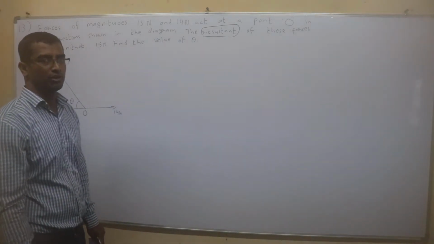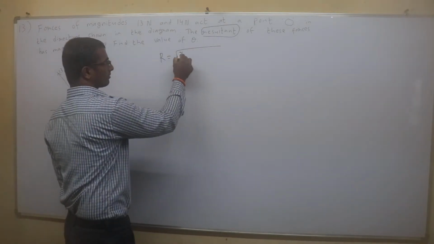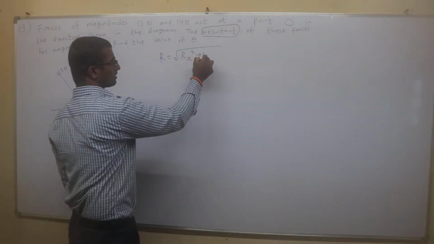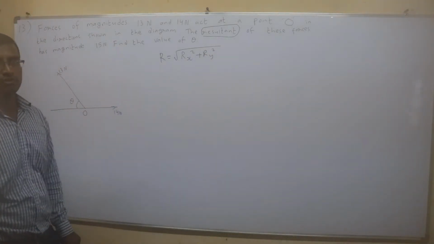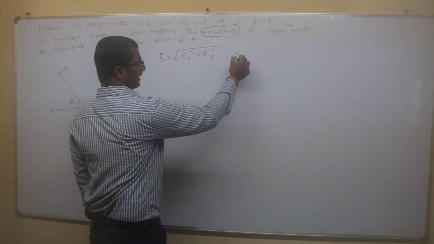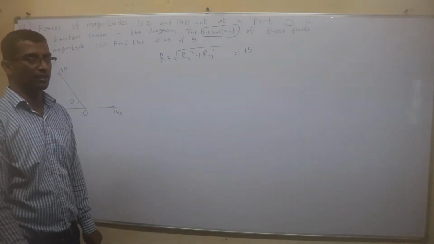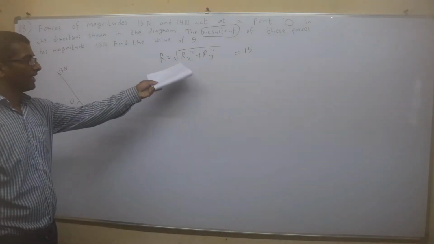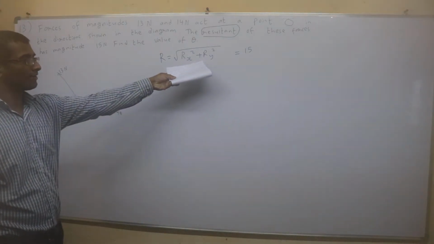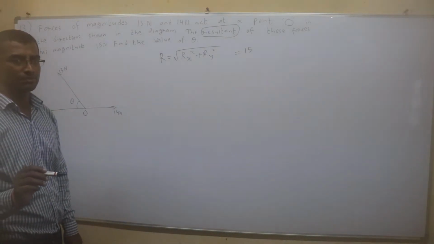What is the formula for resultant? Resultant is nothing but square root of Rx square plus Ry square. Of these forces has magnitude 15. So that resultant is given to me that it is equal to 15. That is the meaning of that line. Now find the value of theta. Find out Rx, replace here, find out Ry, replace here. Simplify, you will get the value of theta.